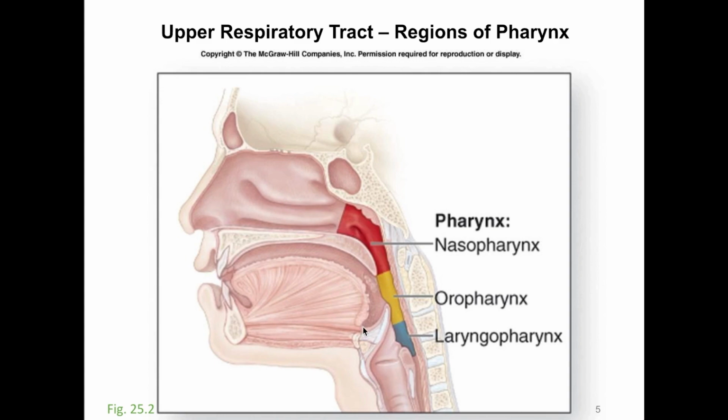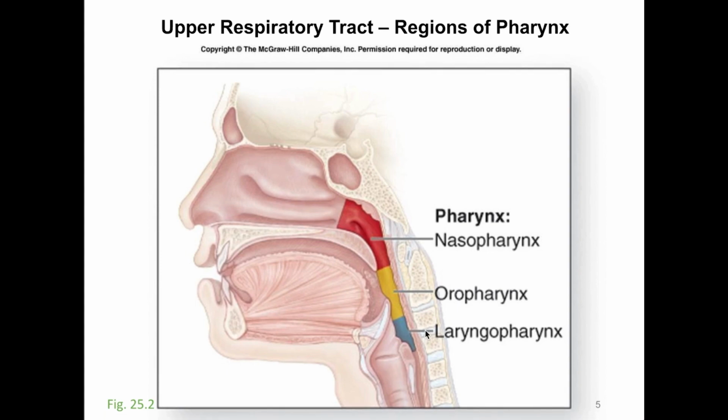And then below the level of the epiglottis is this area of the laryngopharynx, where hopefully only air gets down here. If you do get food or drink down here, then your body is going to try really hard to get rid of it by causing your trachea to spasm, which causes those coughing fits.